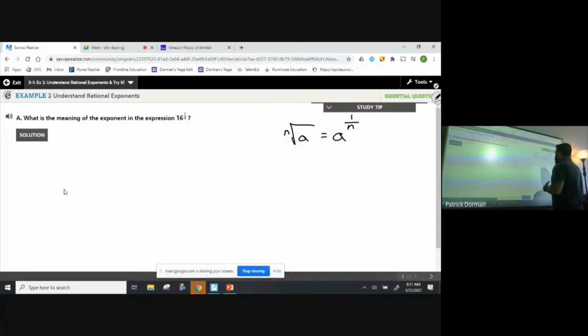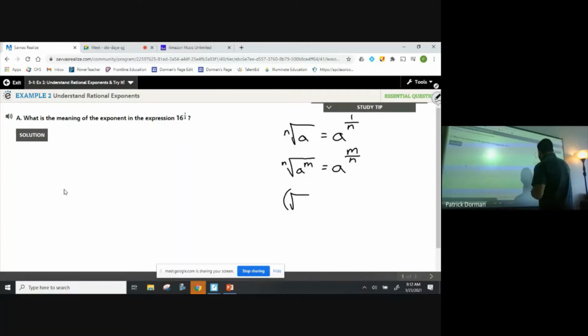Another variation of this is that if I have some nth root of a to the m power, that's going to be a to the m over n power. Strangely enough, if I have some nth root of a to the m, that is also going to be a to the m over n. Just some rules that we're going to be using.